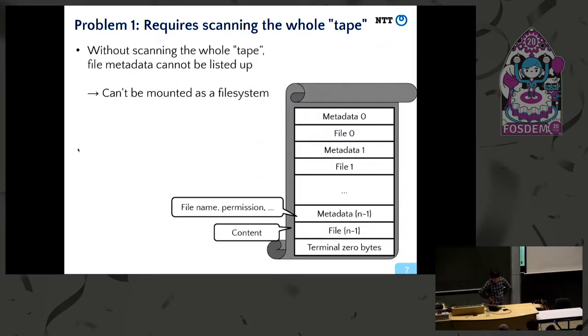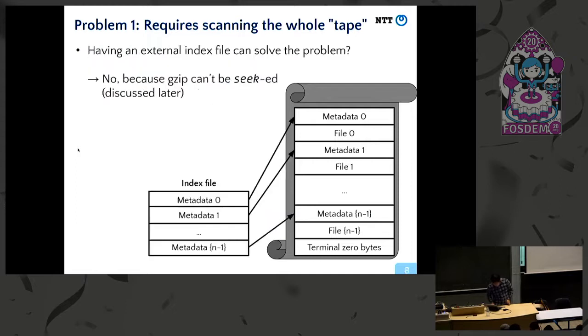The typical archive is composed like this. You have metadata for the first file at the beginning of the archive, and the second file follows. To mount this archive as a file system, you need to scan the full virtual magnetic tape. If we could have an external index file, we could mount this as a file system. But this doesn't work for a compressed archive because gzip doesn't support the seek operation.